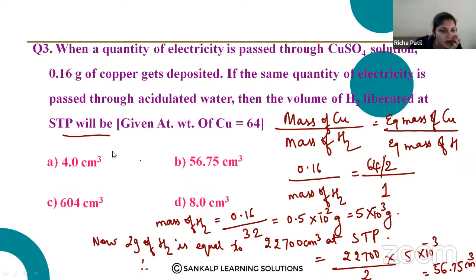Yes, most of you have answered it. Yes, B is the answer. So this is the way you are going to solve. First we have found out, then we determine it according to the STP conditions. At STP, 2 grams of H2 is equal to 22,700 cm³. Therefore, cross multiply: 22,700 divided by 2 into 5 into 10 raised to minus 3. It comes to 56.75. So the answer is B.